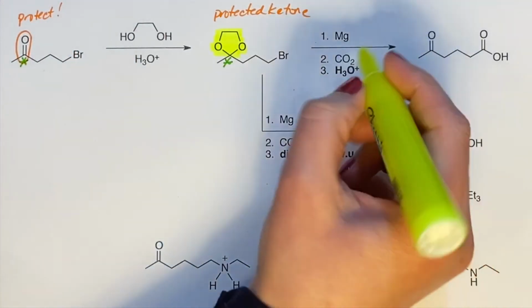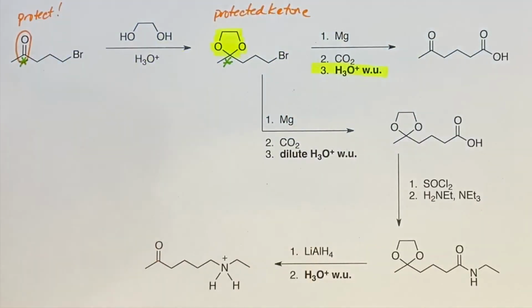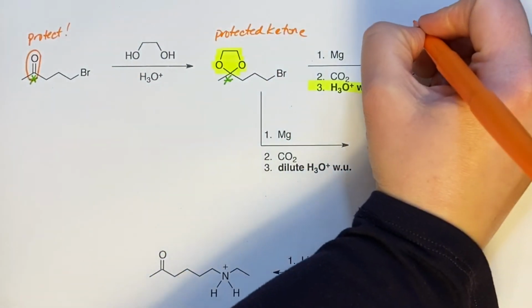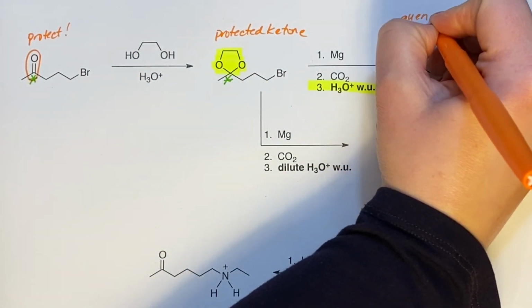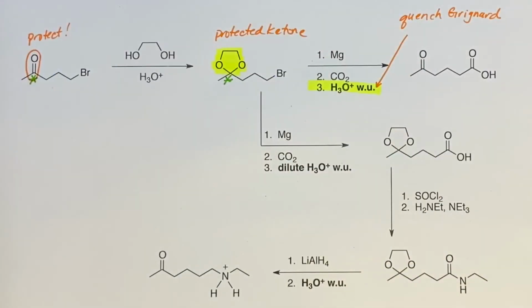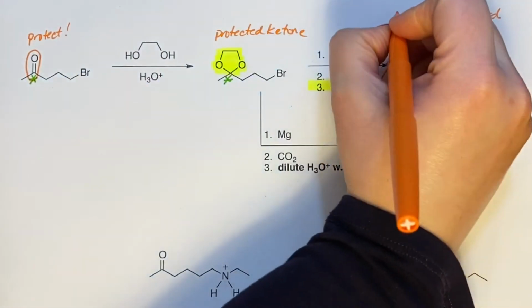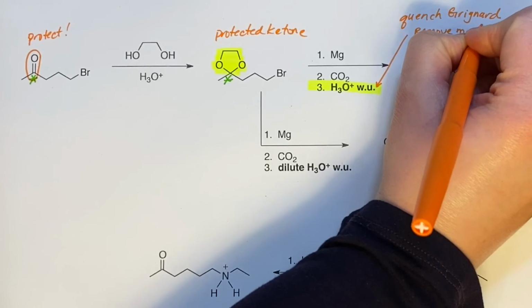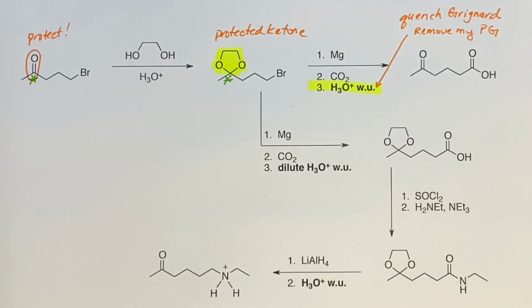So in this reaction, this workup step right here is going to accomplish 2 things for me. This workup step is going to quench my Grignard reaction. That means it's going to stop any additional Grignard reagent from reacting, but it's also going to remove my protecting group. Okay, it's also going to remove my protecting group in one step.